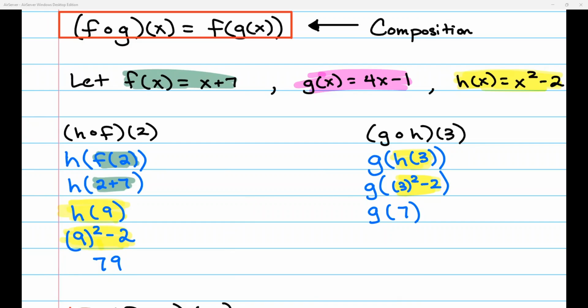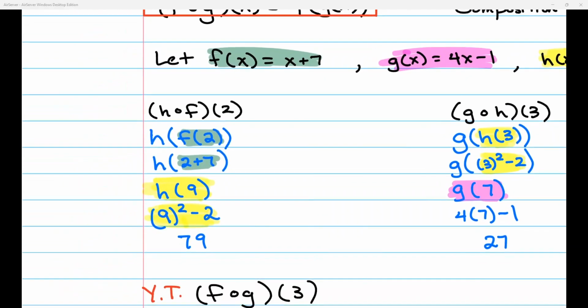Now, G of 7, that's my pink function. So I'm going to take my 7, and this is saying take 7 and plug it into your pink function, which means I'm going to plug it in right here. So this G of 7 now turns into 4 times 7 minus 1. 4 times 7 is 28. 28 minus 1 is 27. And I am done. I know that G after H of 3 is 27.